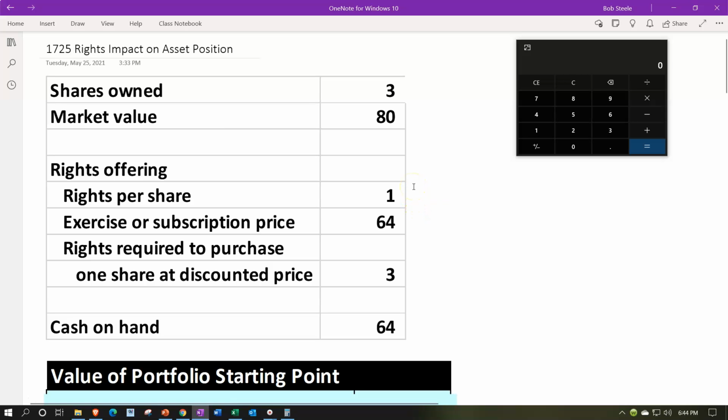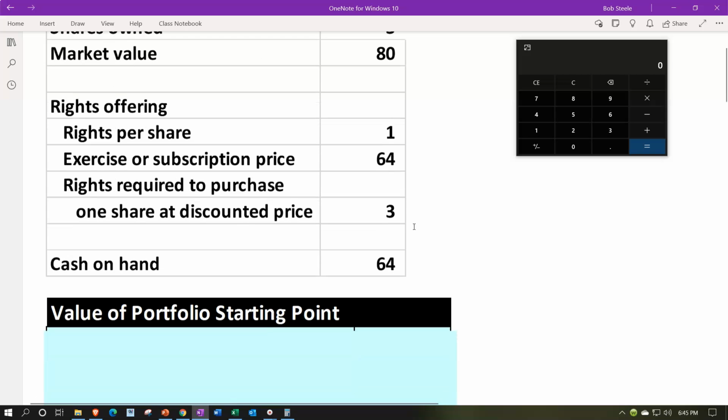So the rights per share are going to be 1. We have 3 shares, so we get 1 right per share, which means we're going to get 3 rights. The exercise or subscription price, meaning if we were to exercise these rights, is $64, which is of course a discounted price below the market value before the rights offering took place. And the rights required to purchase 1 share at the discounted price are 3, meaning we would have to cash in 3 rights, which is the total we will have because we only have 3 stocks and 1 right per stock. So we'd have to cash in all 3 of them and then pay the $64, the discounted price, in order to get the 1 extra share.